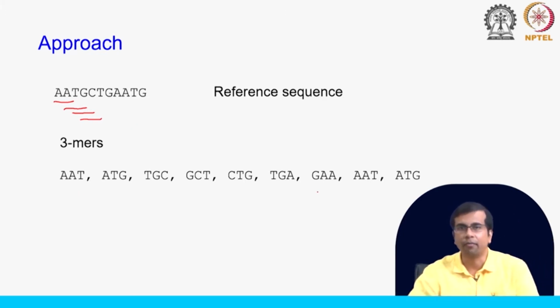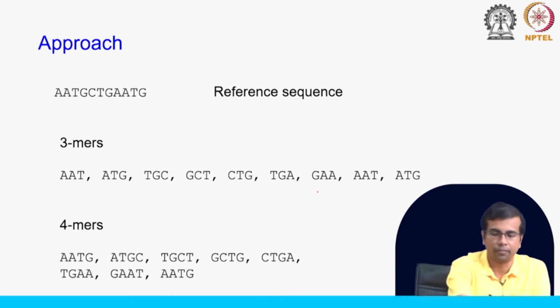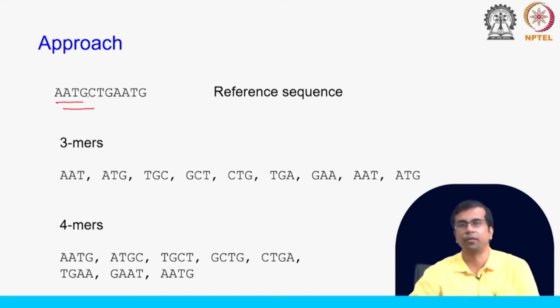Similarly, you can calculate 4-mers. We start from this A and take these 4 bases. These are the substrings of the reference sequence of certain lengths, and k can vary. Again, depending on the read length, we probably want to have the right k-mer size. Okay, so this is fine.